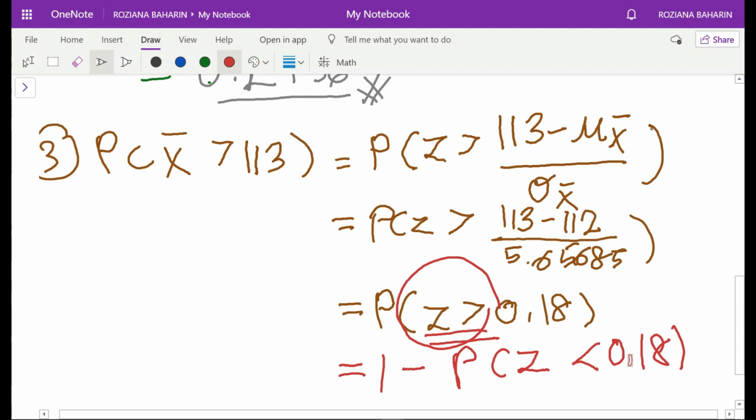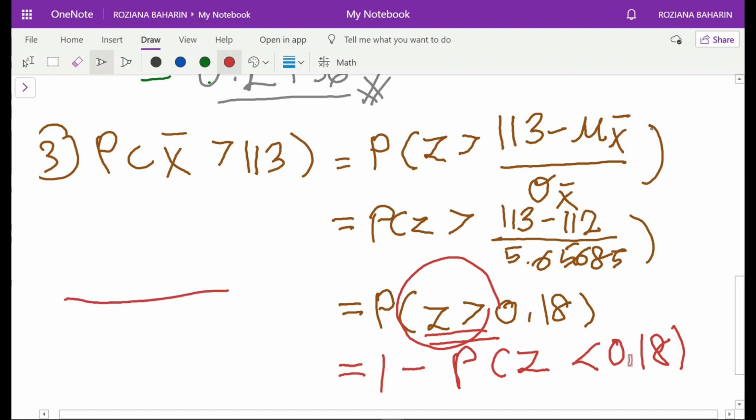Okay, and when you are given a shaded area value in this table, it is given the shaded area of less than 0.18, but you need to find for more than. So that's why you need to find the total of your probability, which is 1, and you minus the area in the table, right? Because the table gives you only the shaded area of less than 0.18.